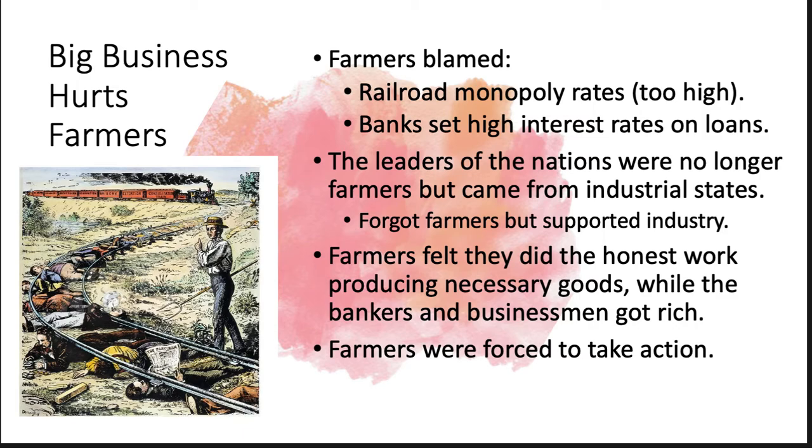Also, the bank monopolies are going to come together to set high interest rates on the loans, which means if a farmer took out a $5,000 loan and they had to pay 10% interest on it, not only are they paying the $5,000 back, but they also have to pay 10% of that more.